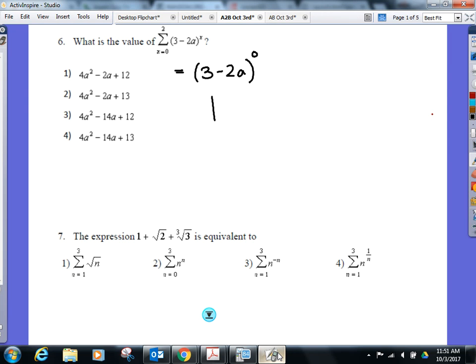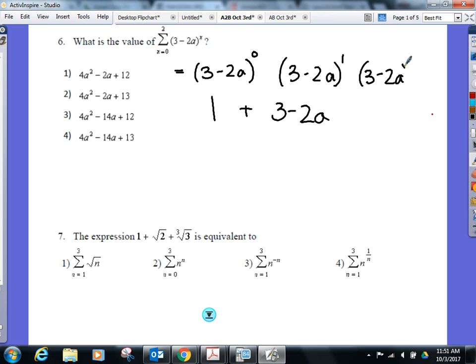1. So 3 minus 2a to the first. Anything to the first is itself. 3 minus 2a. And again, from yesterday, what's this sigma telling me to do as I go along here? Add up your terms. Yep. But you have one more to do, don't you? And that is to plug in what?